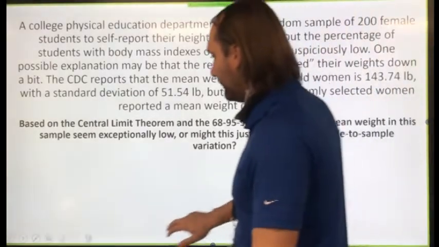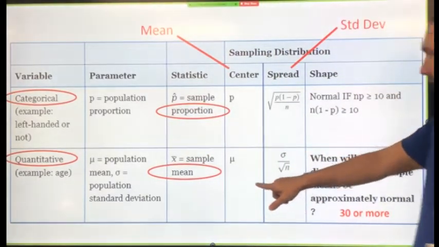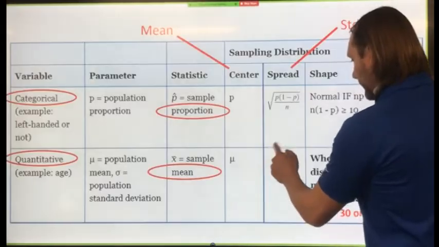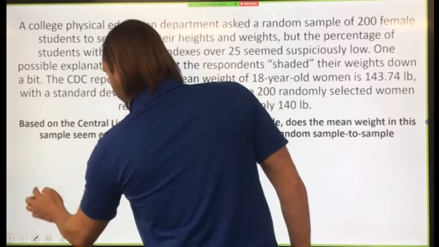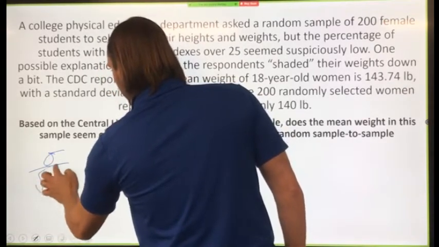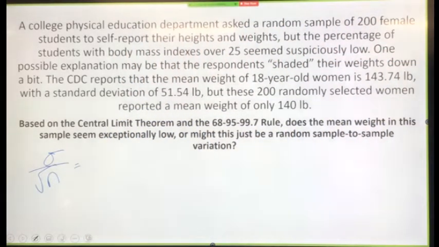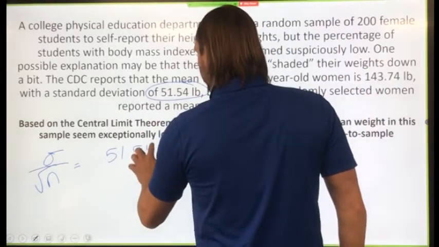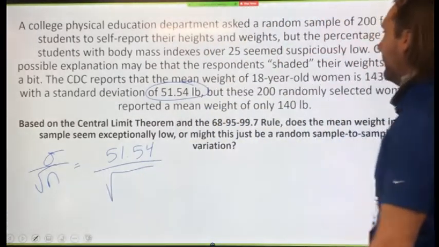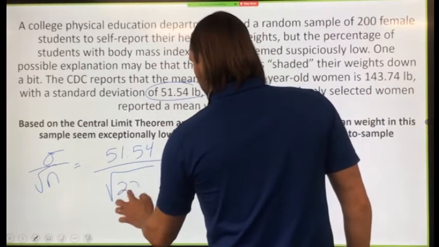So we were talking about weight. So let's look over here. Weight, is that categorical or quantitative? Quantitative, right? You measure. So we are looking at this standard deviation formula. So I'll go ahead and write here: sigma over square root of n is my standard deviation. Am I given the standard deviation of the population as a whole? Yeah, right? 51.54. And that's over my n. What is my sample size? 200.